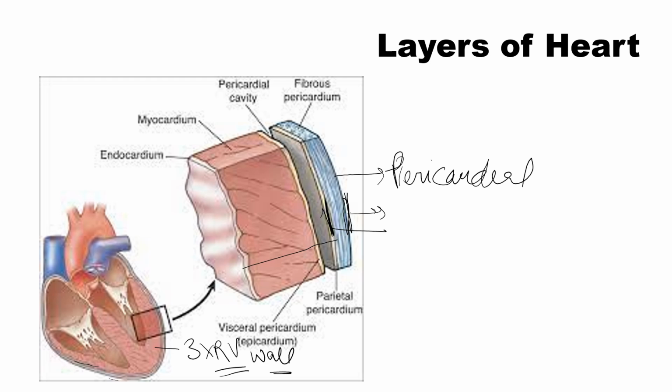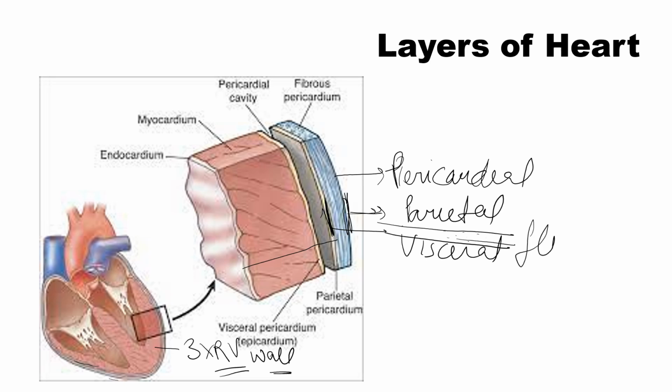So whenever there are parietal and visceral layers, we know that between these two layers there is always a space, right? There is always a space which is always filled with some fluid. That fluid will be pericardial fluid. Some books say 20 to 50 ml or 5 to 30 ml of fluid can be there. So this is your pericardial fluid.